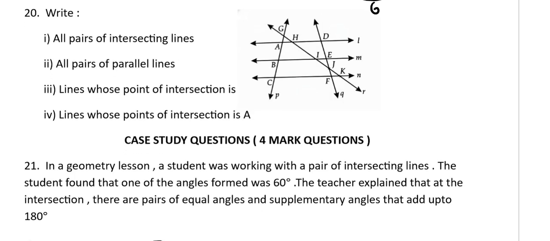Write all pairs of intersecting lines. All pairs of parallel lines. Parallel lines are L, M, N. These are parallel lines. Intersecting lines are P, R, then Q, L. Lines whose point of intersection is G, then J. Lines whose point of intersection is A, that is line L, line P.